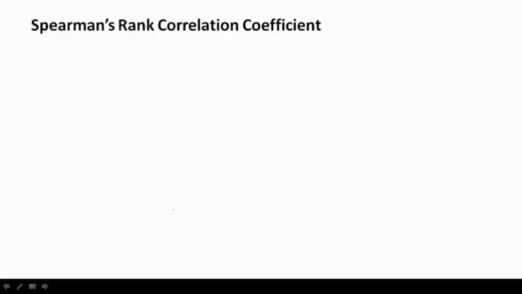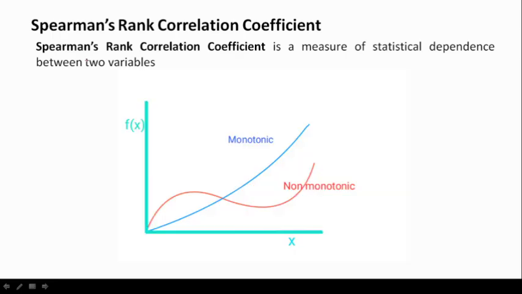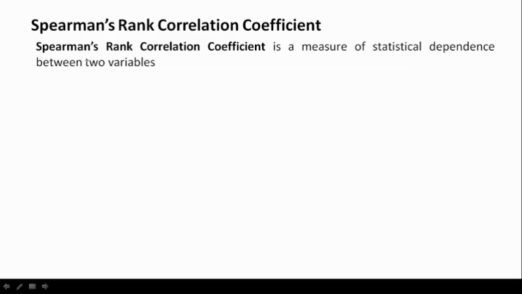Hello students, in this session we will see Spearman's rank correlation coefficient. Spearman's rank correlation coefficient is a measure of statistical dependence between two variables. It assesses how well the relationship between two variables can be described using a monotonic function. A monotonic function is a function that is either always increasing or always decreasing on its domain.